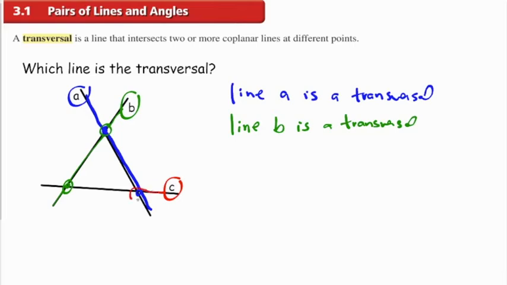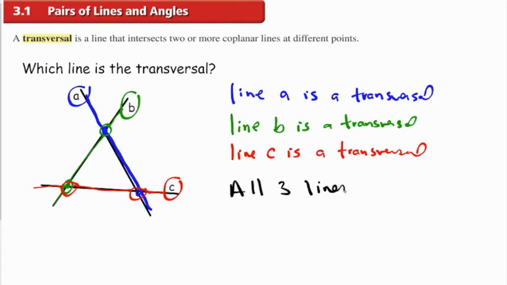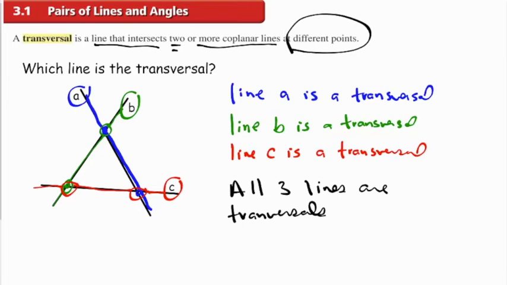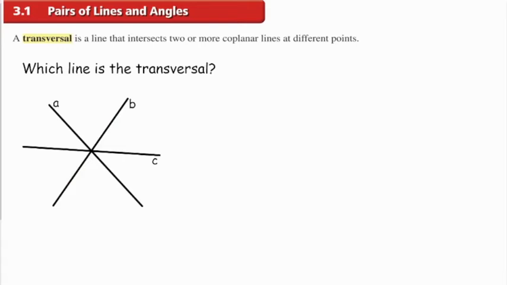And when we follow line C across, we see it touches line B and line A at two different points. So line C is a transversal. All three lines are transversals. And again, a transversal is a line that intersects two or more different lines that exist in the same plane, and it must do so at different points. So I'm just trying to emphasize this definition and apply it to the different scenarios.